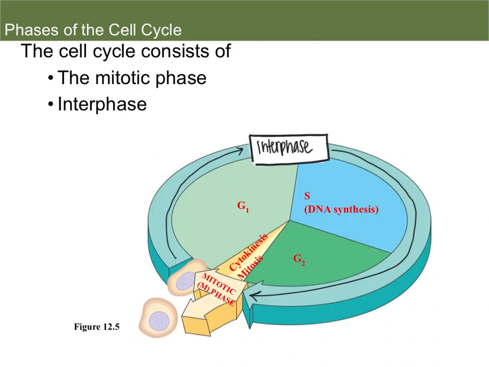So when we look at the cell cycle of a cell, you can see that most of the cell's time is spent in that interphase, that G1, S, and G2. Only a small portion of the life cycle of the cell, or in the cell cycle, is spent in that mitotic phase, the M phase.